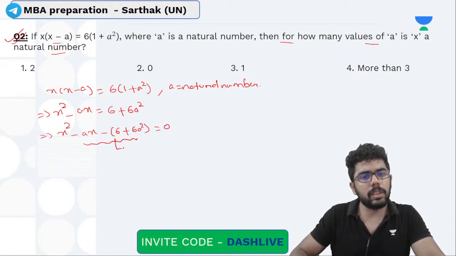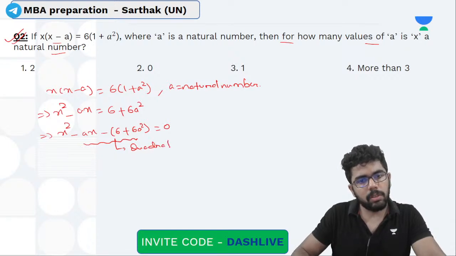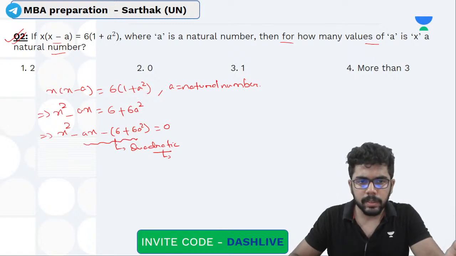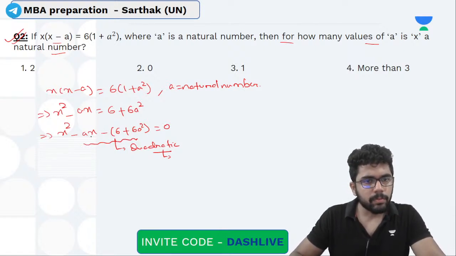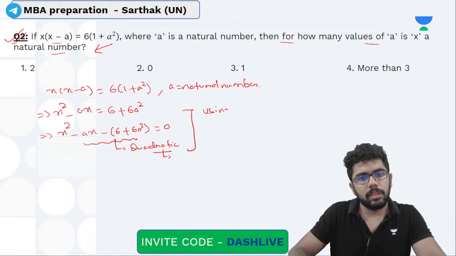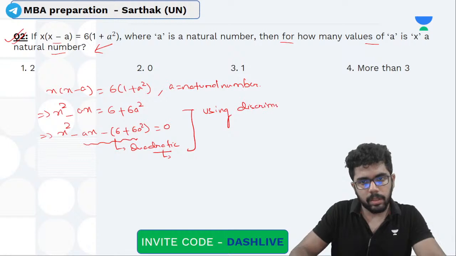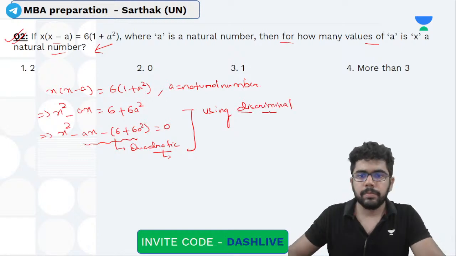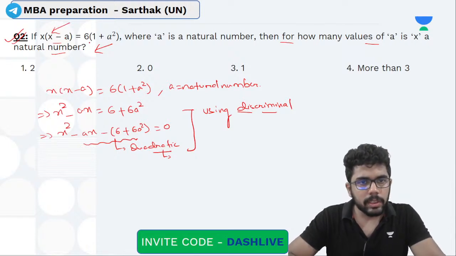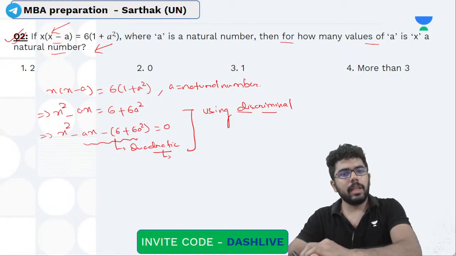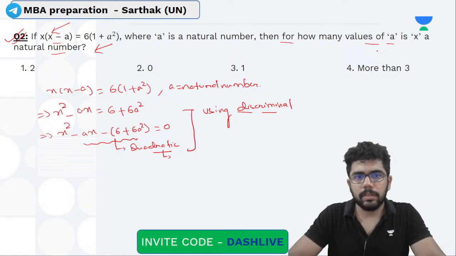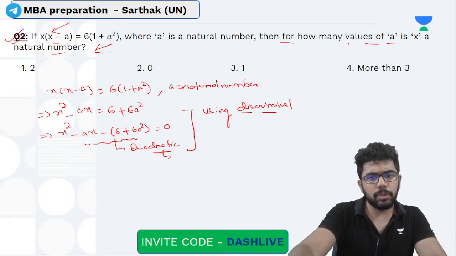Either you can solve it as a quadratic, make it a quadratic and solve, and then you have to check if a is a natural number. It will come using its discriminant. If a is a natural number, for how many values of a is that? That is one way of solving, using the discriminant. Is this making sense? Simple question, not difficult. X into x minus a is 6 plus a square here, where a is a natural number. Then for how many values of a? You can solve using the discriminant.